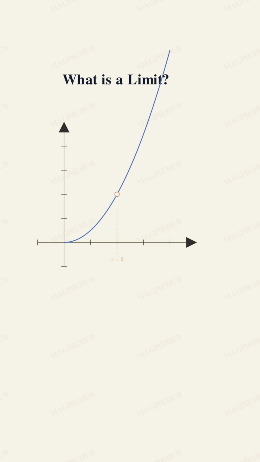The function is not defined at x equals 2 itself. But watch what happens as x approaches 2 from both sides. From the left, the dot moves closer and closer to the value 2. From the right, same thing, it approaches 2. The limit is the value the function approaches, even if the function never actually reaches it. Here, the limit as x approaches 2 of f of x equals 2.